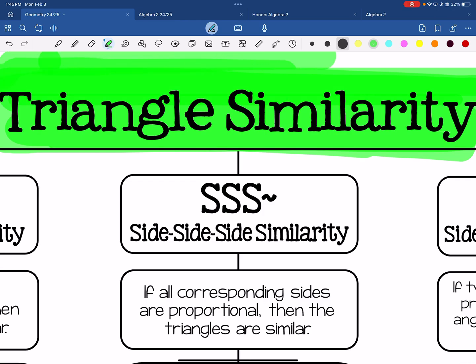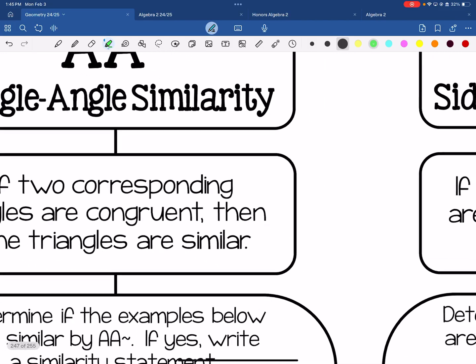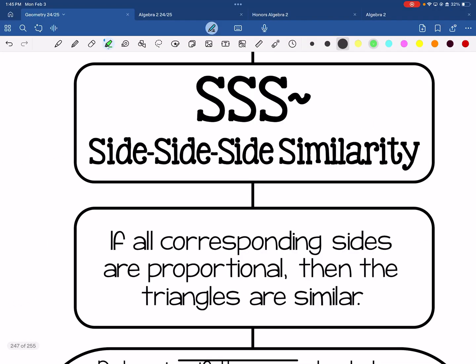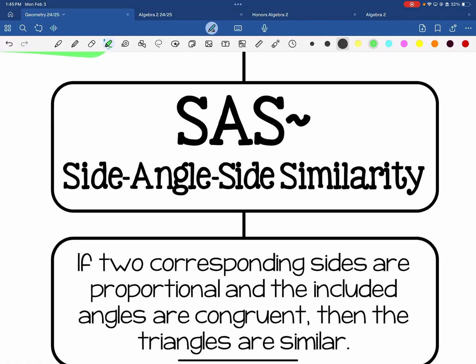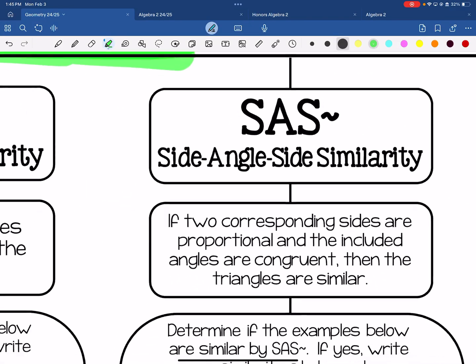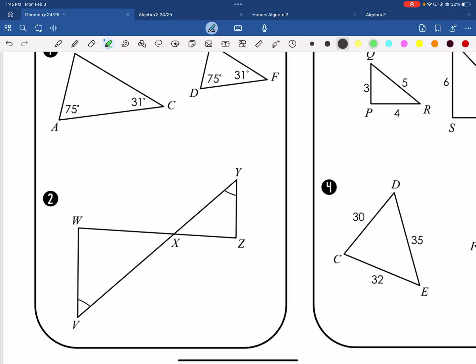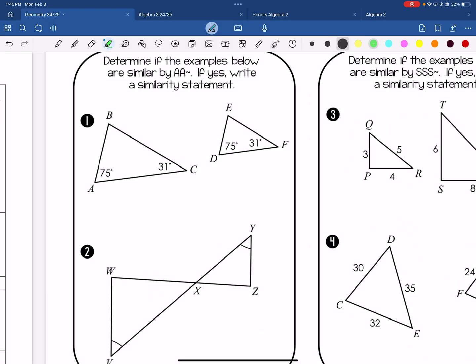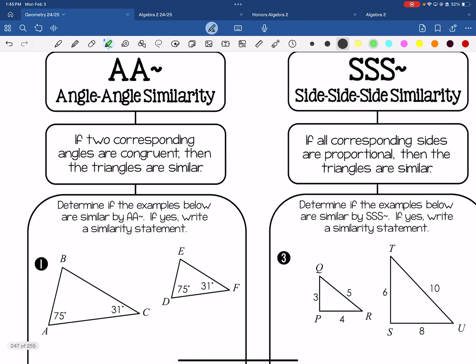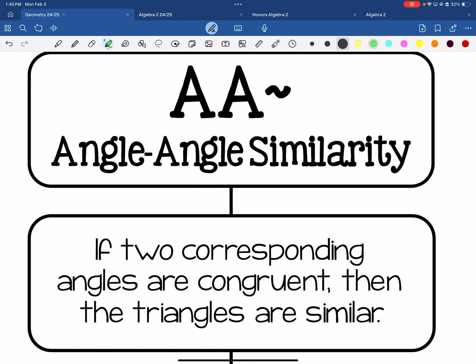So triangle similarity. There are 3 things we're going to look at with triangle similarity today, and we're going to do examples of them. We're going to talk about angle-angle similarity, side-side-side similarity, and side-angle-side similarity. So there's 3 different similarity statements that we're going to talk about today. And then we're going to go over examples to make sure that you can identify which one of the 3 is being used and how we go about writing statements with them. So we're going to start out with angle-angle similarity for your notes.